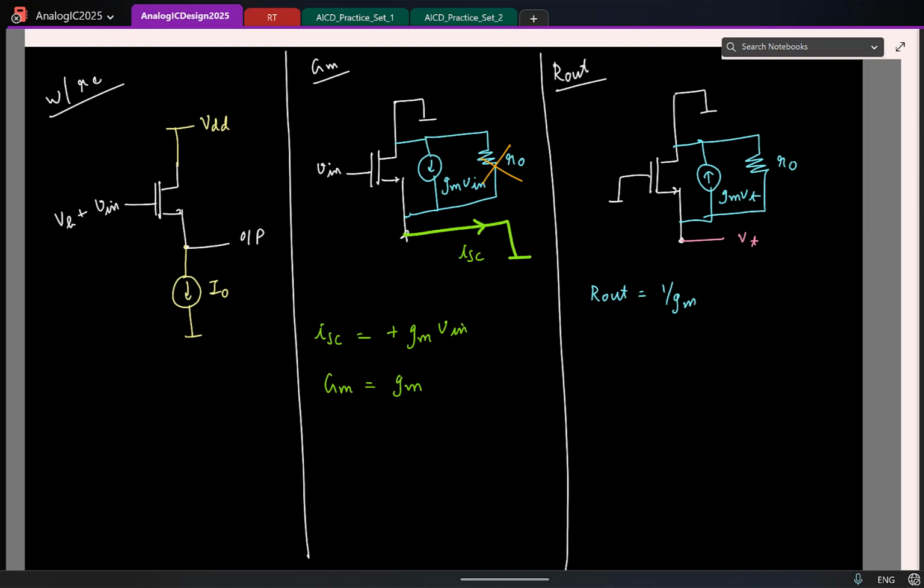Now look at R0. Tell me how is R0 connected at the output. I mean, what I'm saying is if R0 was not there, I knew the resistance was 1 by GM. That much is clear. Now I look at R0, maybe I'll draw in a different color. So I see that R0 is connected across these two terminals. That is, one end is connected to the output terminal. What is the other end? Ground. So what is effective resistance now? R0 is basically connected in parallel to whatever impedance you had. The earlier impedance you already computed as 1 by GM. You add an additional resistance R0 in parallel. Is that clear?